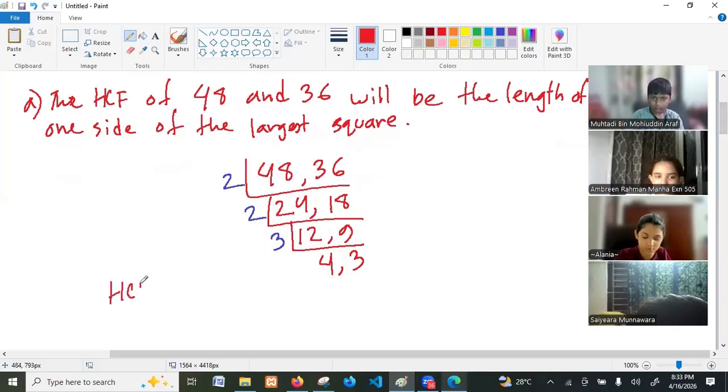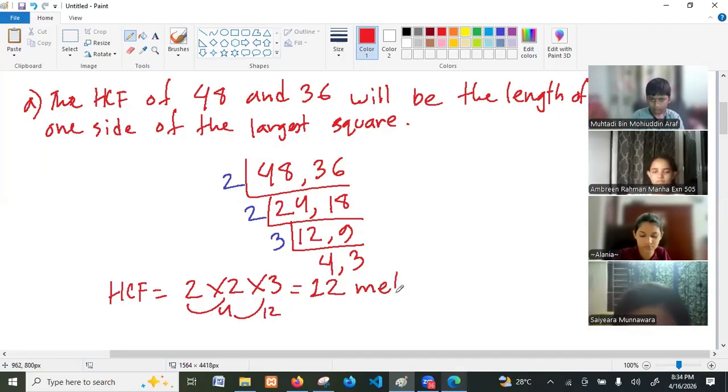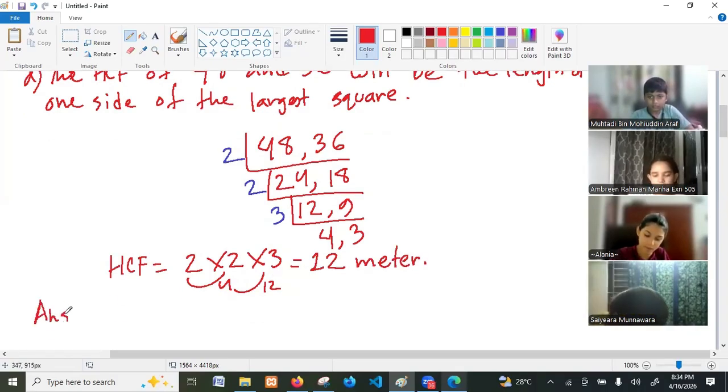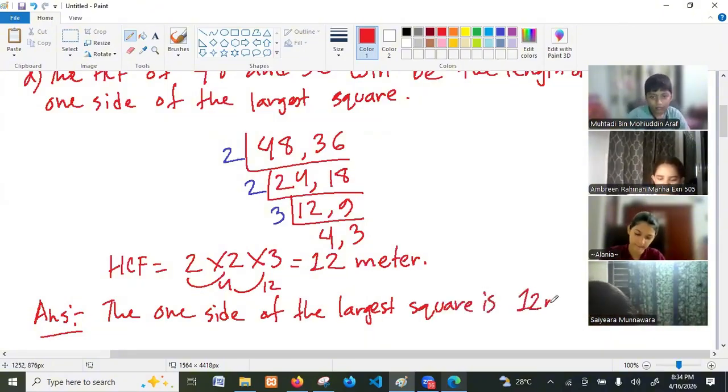So the HCF will be the multiplication of the side numbers, right? So it is 2 times 2 times 3. That is, 2 2s are 4, 4 3s are 12. 12 meters. So this is what? This is the length of one side of the largest square. So we can write the answer. The one side of the largest square is 12 meters.